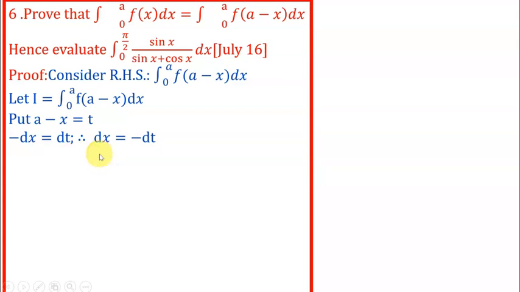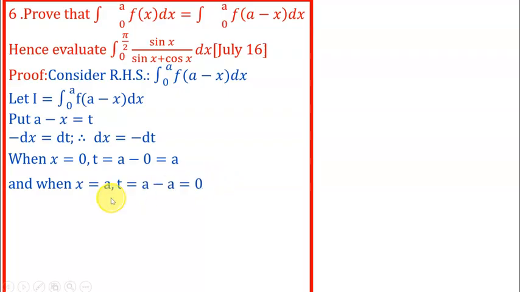Therefore, here dx is equal to minus dt. As we are changing the variable, the limits will also change. When x is equal to 0, our lower limit, substitute x equals 0. Then you will get t is equal to a minus 0. It means that t is equal to a.